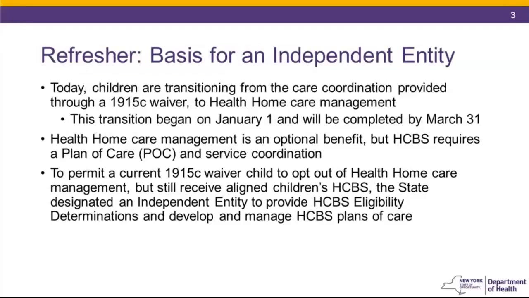But that being said, we're going to give a quick refresher on the existing role of the independent entity, CYES. So today, children are transitioning from care coordination provided through a 1915C waiver to health home care management. This transition began on January 1st and will be completed by March 31st. So CYES is accepting referrals for all of those transitioning children still. Health home care management is an optional benefit, but HCBS requires a plan of care and service coordination. So to permit a current 1915C waiver child to opt out of health home care management, but still receive aligned children's HCBS, the state designated an independent entity to provide HCBS eligibility determinations and develop and manage the HCBS plans of care. So that's a little background on what's happening now and why we have the independent entity CYES.